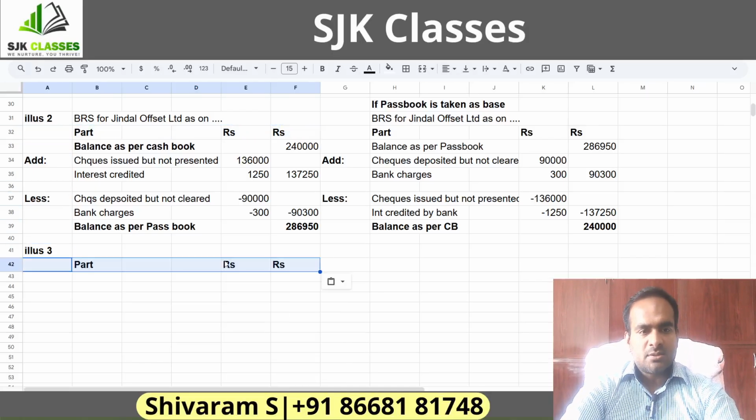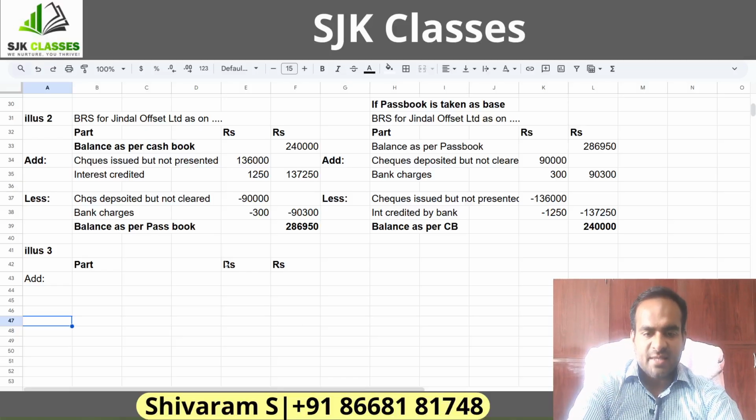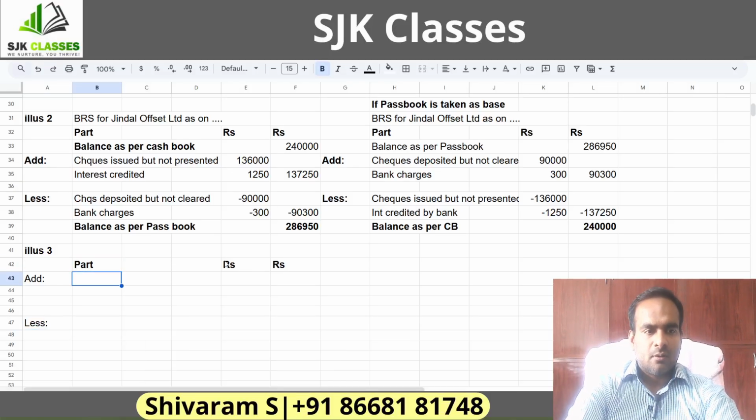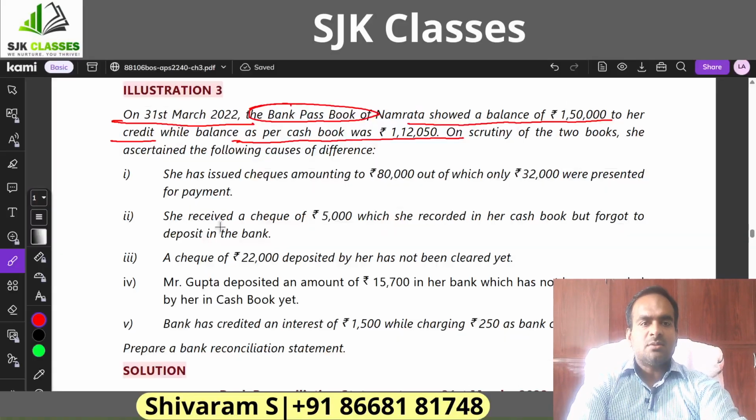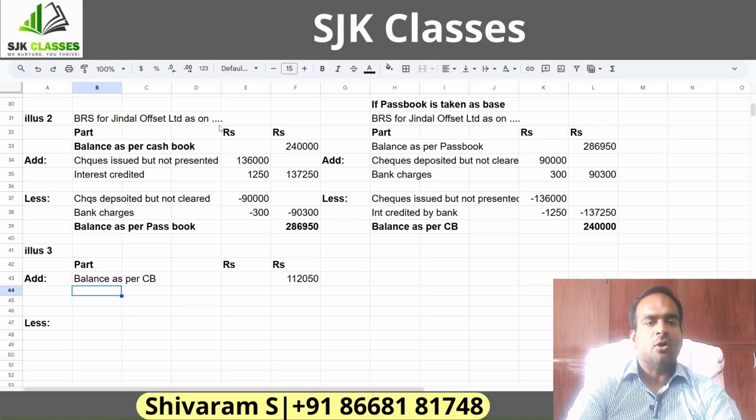So take a particulars column and a rupees column. Leave some 4 to 5 lines gap, then write "less". Let's start now. What is given to us? We have taken the cash book as a base now. So what is the cash book balance? Balance as per cash book is 1,12,050. Take it to the outer column.